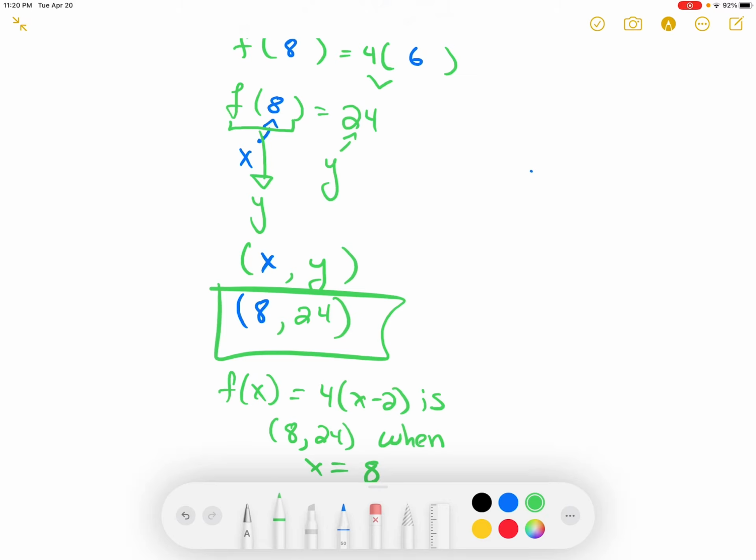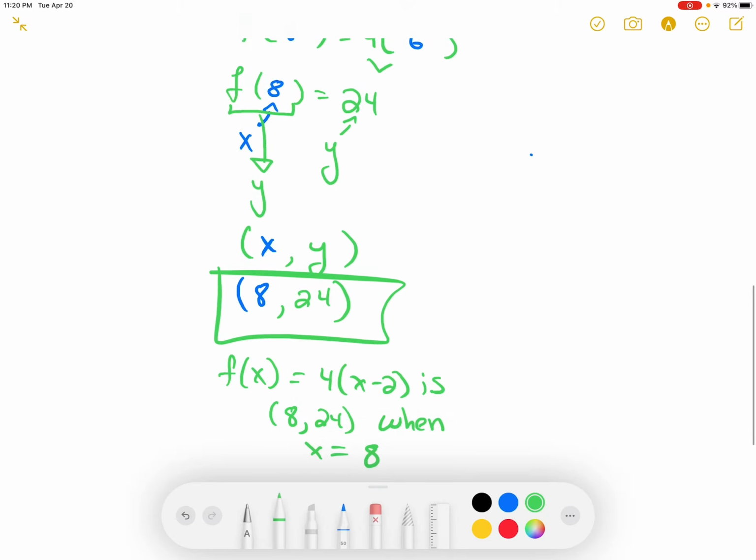And then, of course, we could replace x with any number, and then we would get a different output. And I'll change the colors so you can see how it tracks through the problem. That's it.